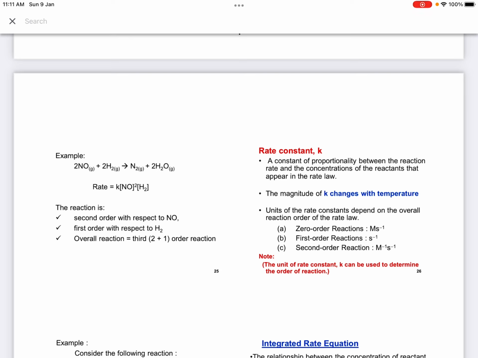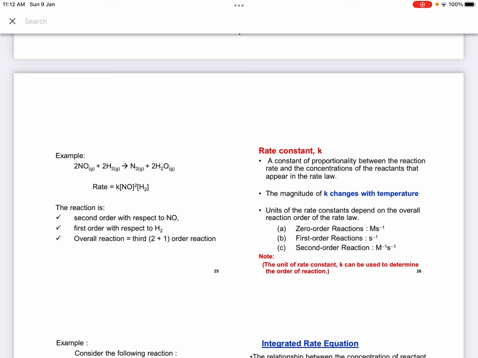Okay, rate constant: a constant of proportionality between the reaction rate and the concentration of reactants that appear in the rate law. The magnitude of k changes with temperature. This we have already learned in chemical equilibrium. k can only be altered by temperature. Okay, so the units of the rate constant depend on the order of reaction, or the overall order of reaction.